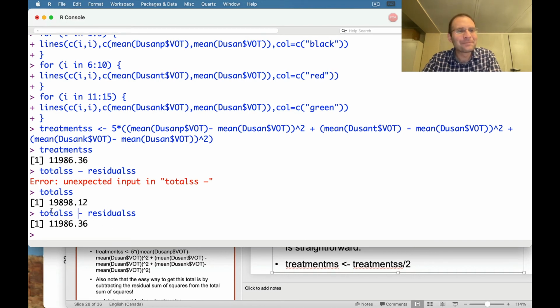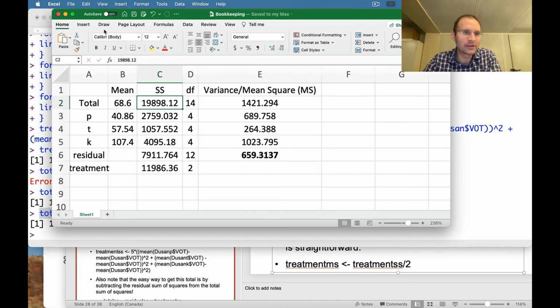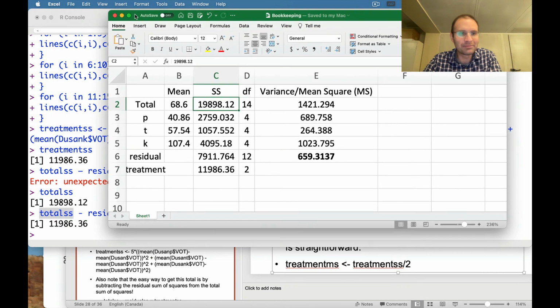But here's the point of showing you this. So remember, my total sum of squares was just the variance as I normally calculate it, 19,898.12. My residual sum of squares is this. Turns out that this plus this equals this. So again, we're calling this treatment and residual sum of squares here. But another way to think of this is like this is predicted and this is error. Or this is signal and this is noise.